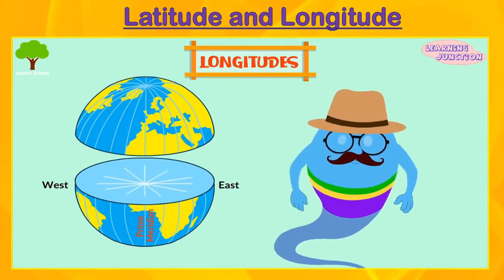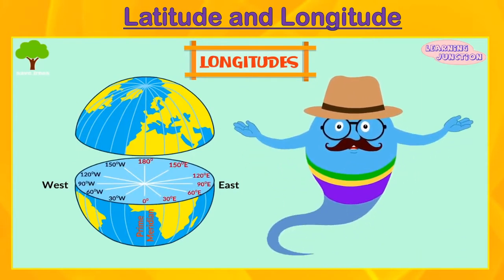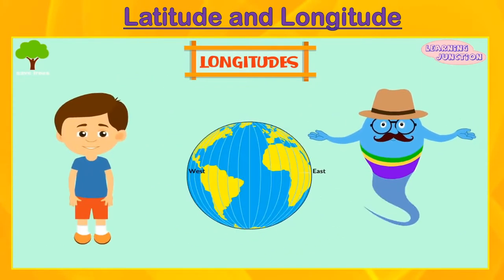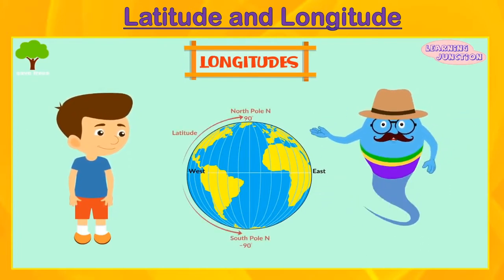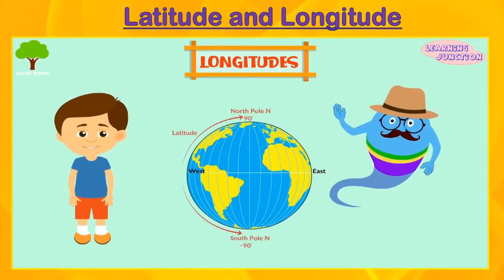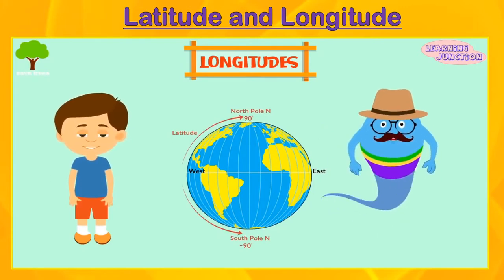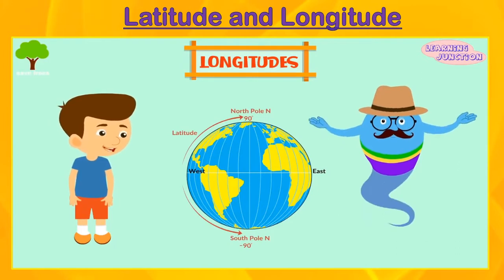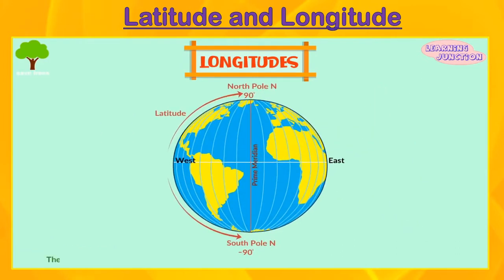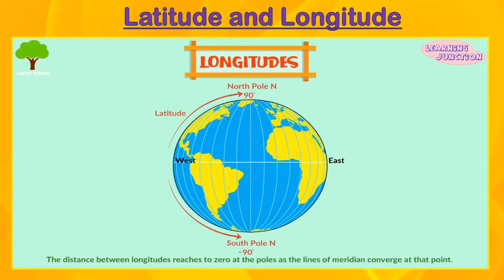Longitudes can vary from 0 degrees to 180 degrees east. The distance between longitudes at the equator is the same as latitude, roughly 69 miles. At 45 degrees south or north, the distance between is about 49 miles. The distance between longitudes reaches 0 at the poles as the lines of meridian converge at that point.